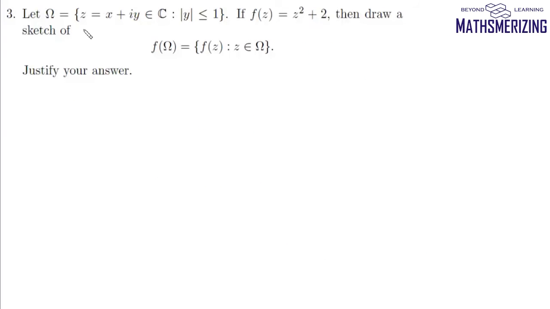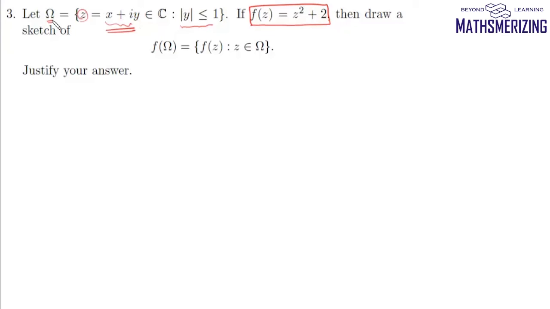Now this third question is: we are given a set sigma, which is the set of all complex numbers x plus iota y such that |y| is less than or equal to 1. And then we are given this function f(z), and that is z square plus 2. Now it says, draw a sketch of f(sigma), which is f(z) for all z belonging to sigma. So that means for all the complex numbers z present in this set, we need to draw the sketch of f(z).